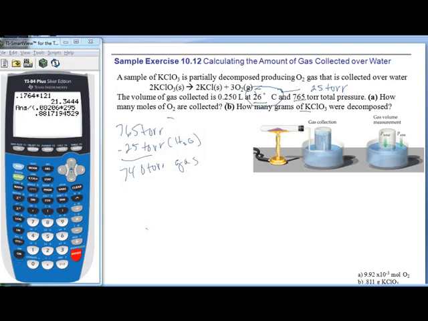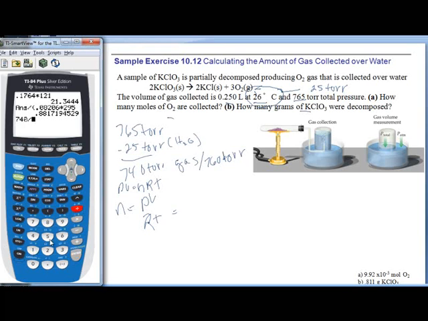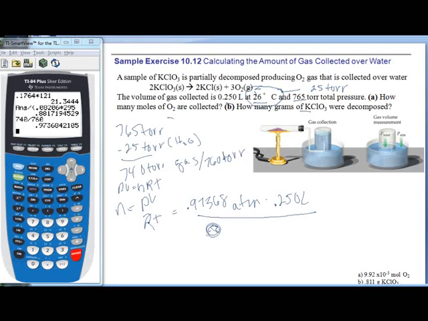Okay, so we first want to know how many moles of oxygen are collected. So PV equals nRT. Moles is going to be PV over RT. My pressure is 740 torr. I'm going to divide that by 760 torr to get my atm, and when I do that, I get 740 divided by 760, and that gives me 0.97368 atmospheres. I'm going to leave a bunch of sig figs, right, because we don't round until the end. That's atm. My volume is, let me see, 0.250 liters over R, which is 0.08206 liters atmospheres over moles K, times my T, and T is 26 degrees C, so that's going to be 299 K.